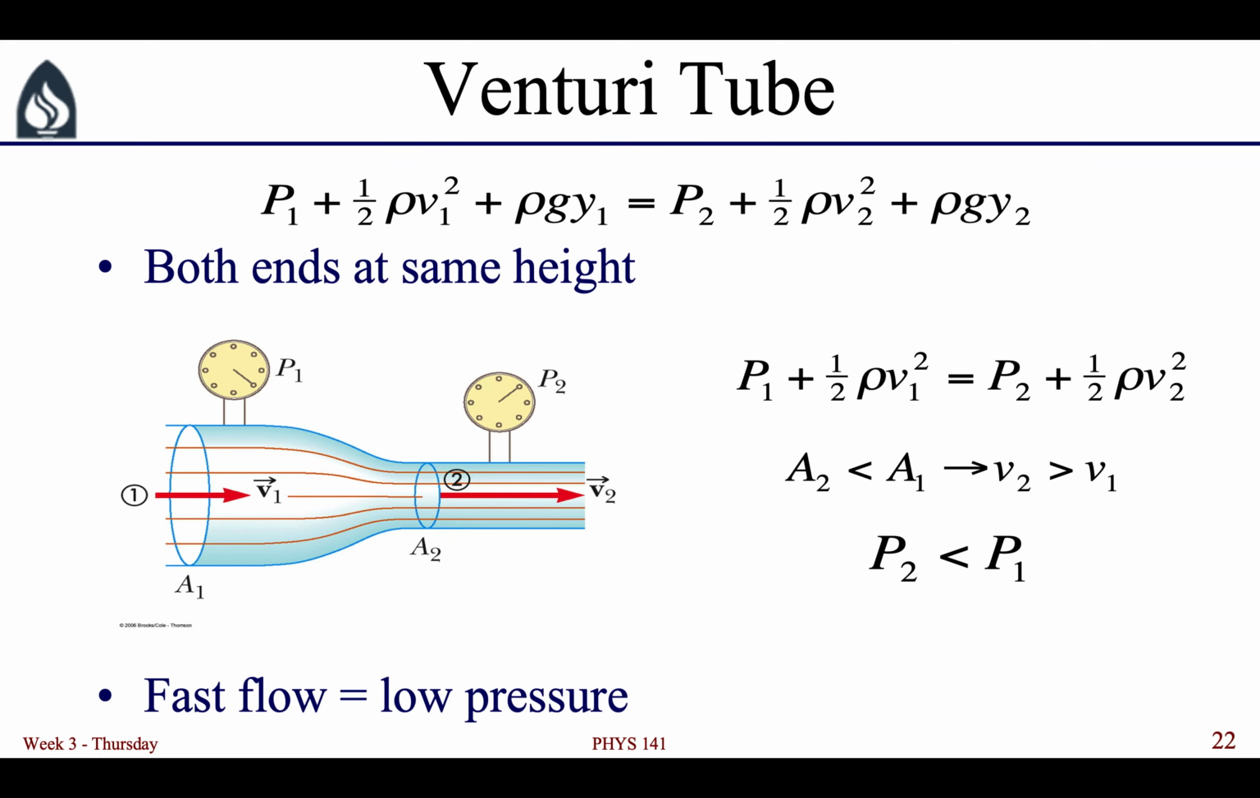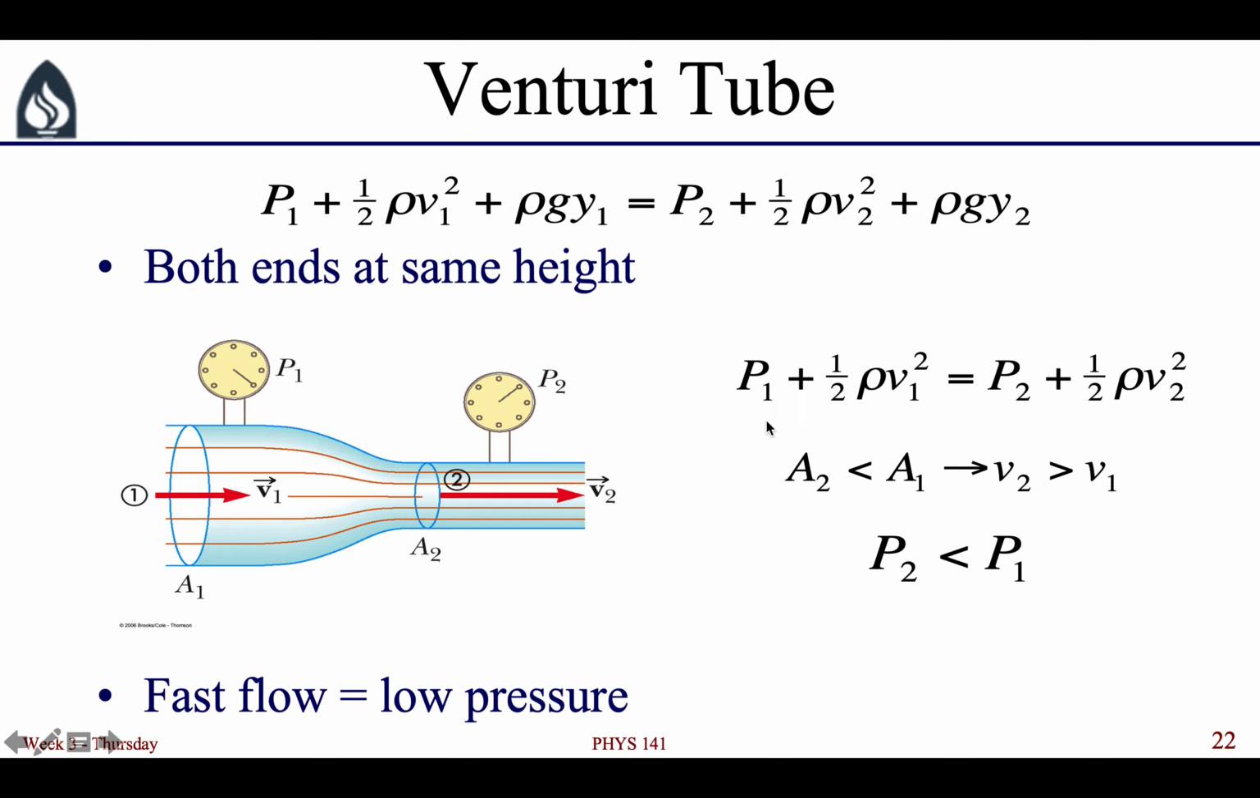We can take Bernoulli's equation and use it to analyze a specific device called the Venturi tube. With the Venturi tube, both ends are at the same height. Since both ends are at the same height, we can set that equal to the y equals 0 level. And so the gravitational potential energy terms drop out of both sides of this equation since y is equal to 0. Then that simplifies Bernoulli's equation to this expression.